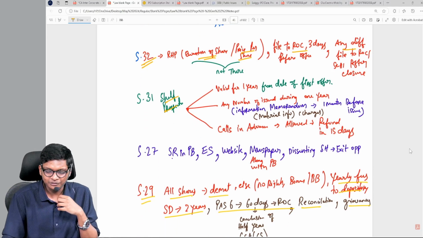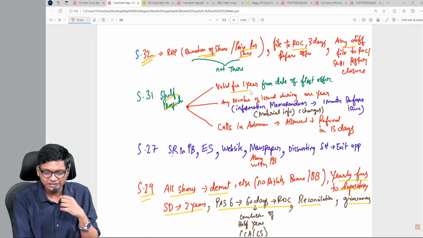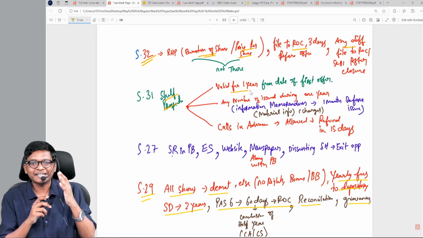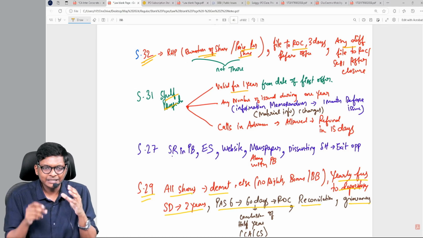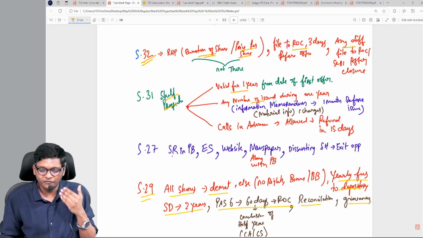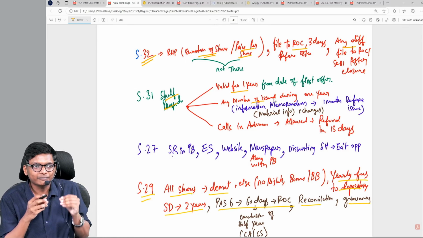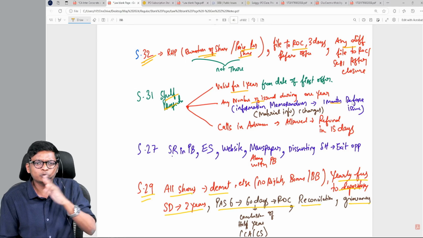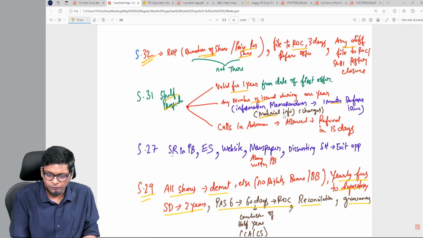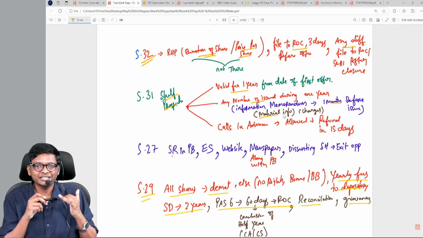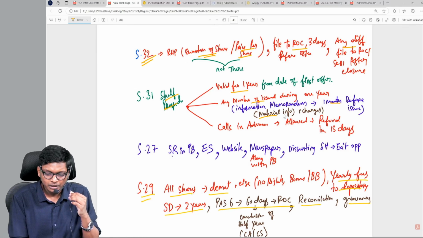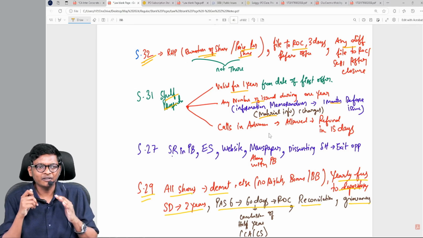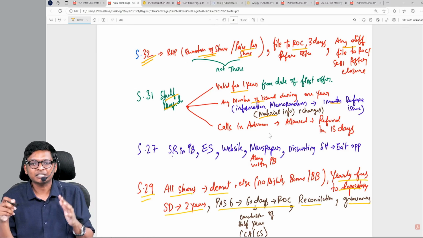Next, the shelf prospectus. What are the key points? The shelf prospectus is valid for 1 year from the date of the first offer. During that 1 year you can have any number of issues. For that you have to issue an information memorandum at least 1 month before the issue; at least 1 month is the wording used. Then what will it contain? Material information, details of charges if any. Calls in advance are allowed, and refund within 15 days if they ask for the same.